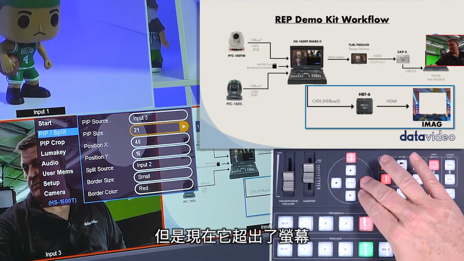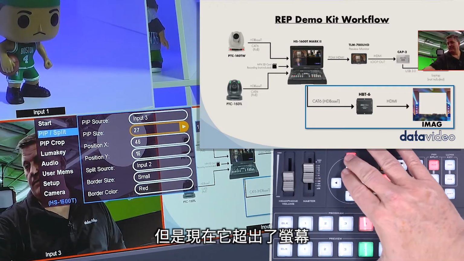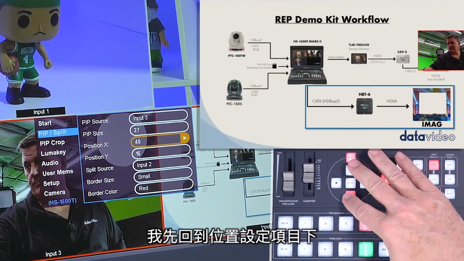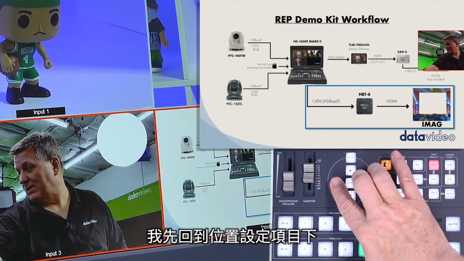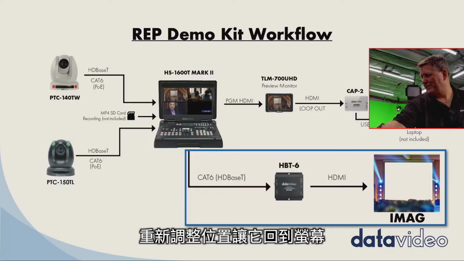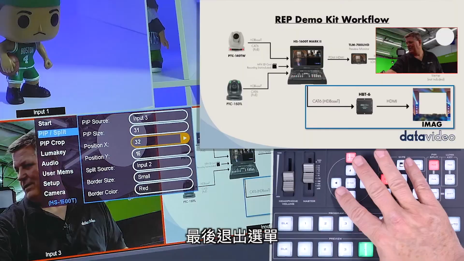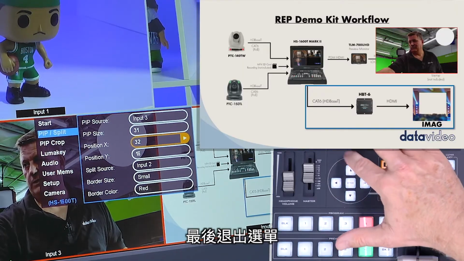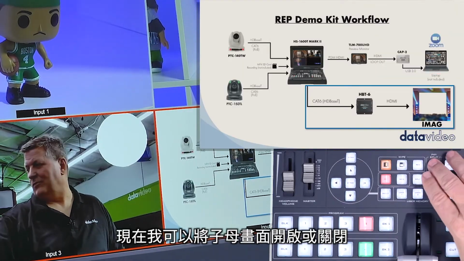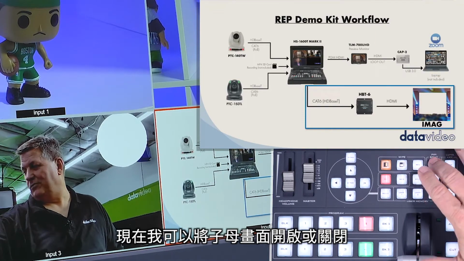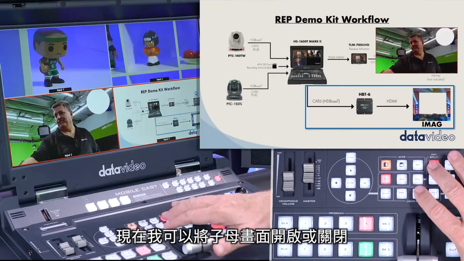Got carried away here, but now it's off the screen. I'm going to go down to position it back onto the screen, and then I can just move it over here to the left, and I'm back into the shot and do the menu, and now I can just turn that picture-in-picture on and off anytime I'd like.